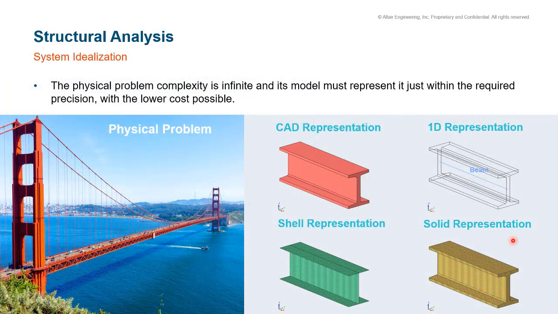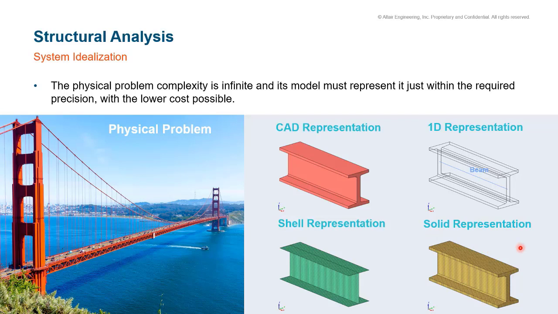All right, so we have this physical problem right here, a really complex one to solve. But in the finite element methods, as I mentioned, we want to reduce this complexity by representing all these tiny parts, such as the beams right here, with specific elements, such as a 1D representation or shell elements or solid elements.